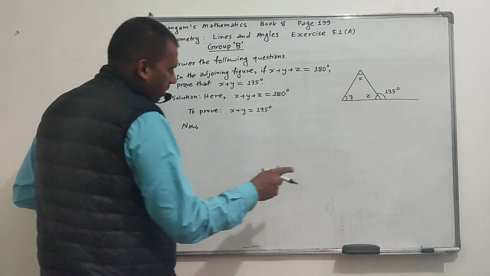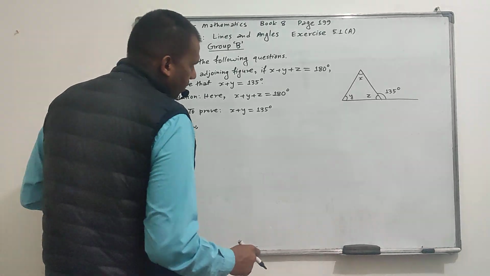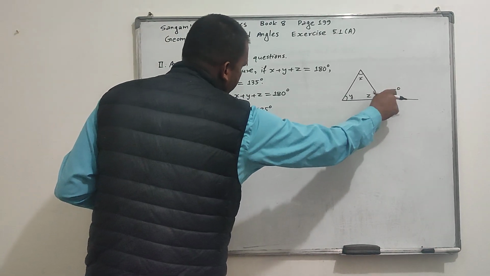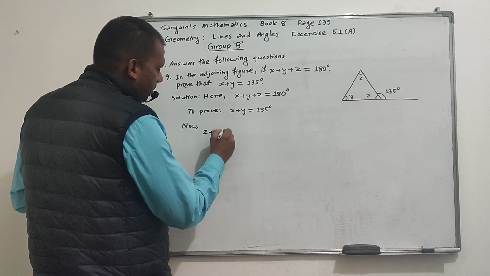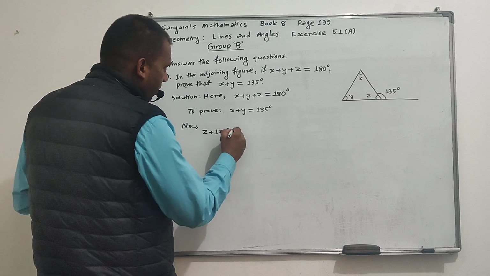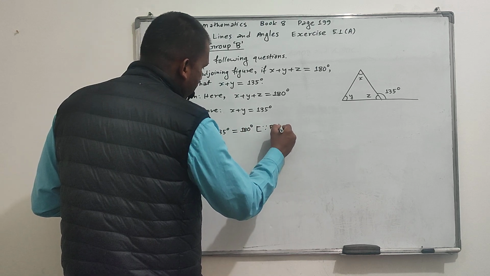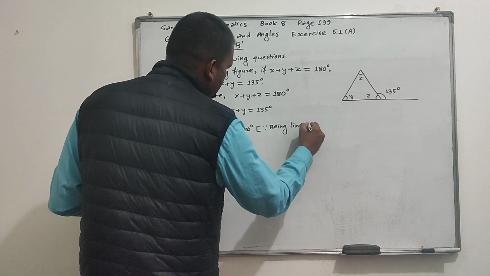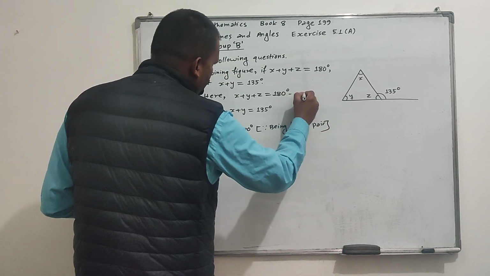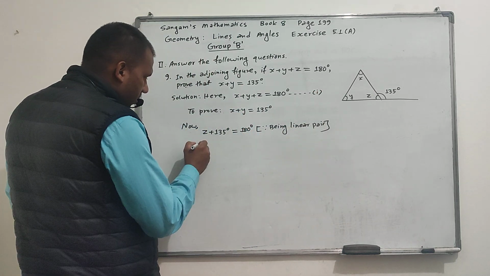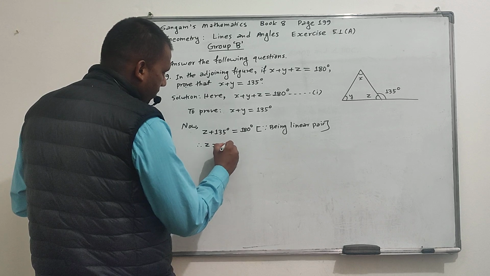Now in this figure, z and 135 are supplementary angles, so their sum is 180, or they are a linear pair, z and 135. So we can start from here. Z plus 135 degrees equal to 180 degrees because being linear pair is given. Make equation 1. Therefore, z equal to 180 minus 135, that is 45 degrees.